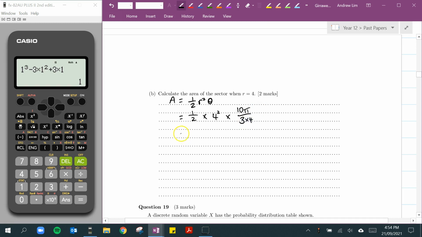So let's put this in our calculator. We probably want to give it as an exact answer, so I'm not going to put pi in my calculator. I'll just put half times 4 squared times 10 over 3 times 4, which is 20 over 3, so it's going to be 20 pi over 3 square units.